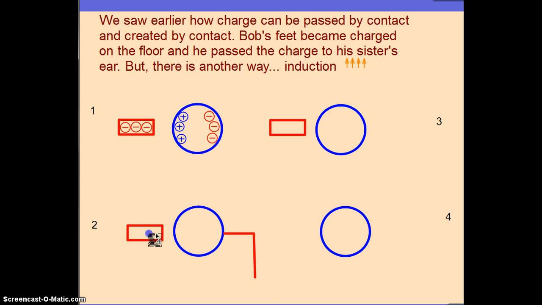Well, the next step is you ground that metal sphere. This gives the electrons a chance to escape farther, so they run away. You pull away your conducting wire, all you've got left is the positives, and you pull away your rod and you're left with just a positive sphere. Now, this is an overly simplified drawing. Is every single electron gone? Of course not. But a significant number of electrons did run away. Induction. Learn it.